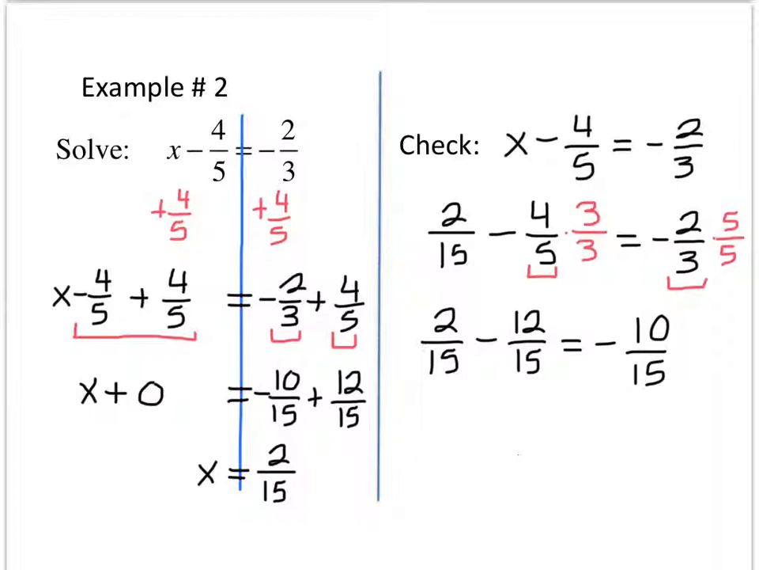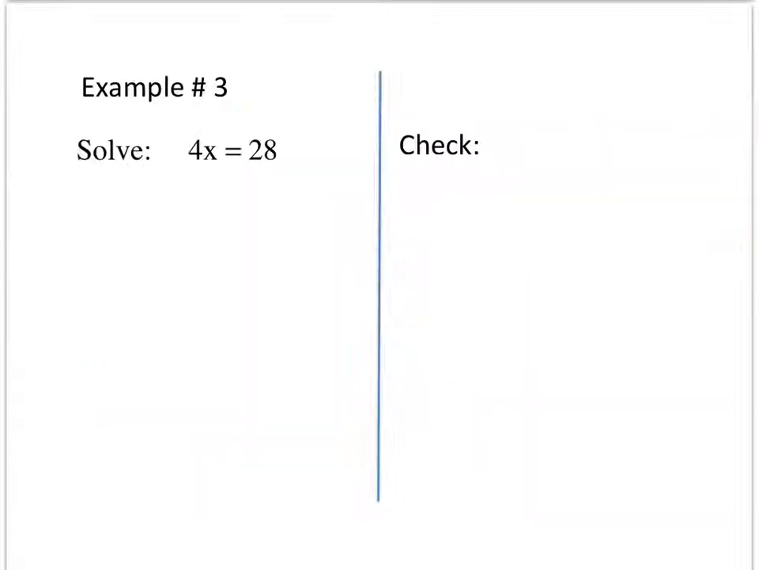So now I just need to confirm that this is true, and if I look at 2 minus 12 on the top, I do get negative 10 over 15, which equals my second fraction, negative 10 over 15. On to a third example.